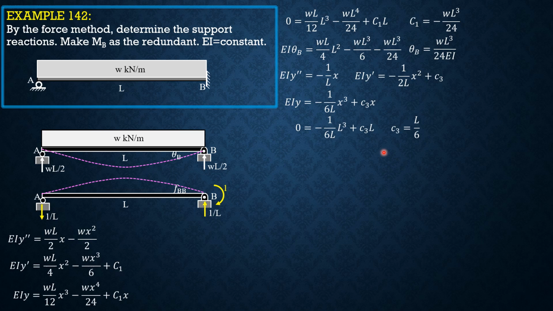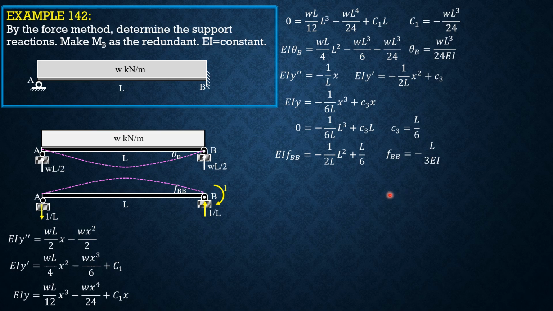Therefore, substitute here, X is L. We can compute FBB or the slope at B due to this unit couple. So EI FBB is equal to negative 1 over 2L times L squared plus C sub 3, which is L over 6. So FBB equals negative L over 3 EI.